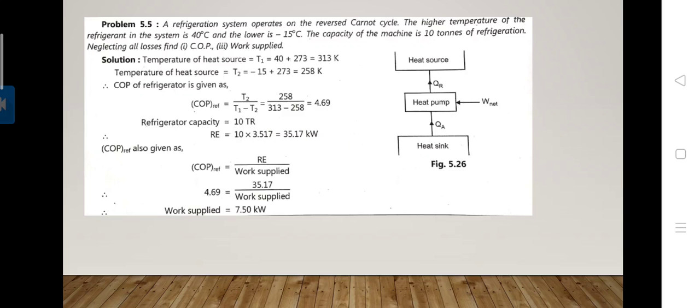Next we have to calculate the work supplied. We already know that the coefficient of performance is equal to refrigeration effect divided by work supplied. The refrigeration effect is 35.17 and the coefficient of performance we just calculated using the formula T2 upon T1 minus T2 is 4.69. So we calculate the work supplied as 7.50 kilowatt. This is a very simple problem, only calculating COP and work supplied, and two different formulas for the COP are used here. First is T2 divided by T1 minus T2, and second is RE, the refrigeration effect, divided by work supplied.